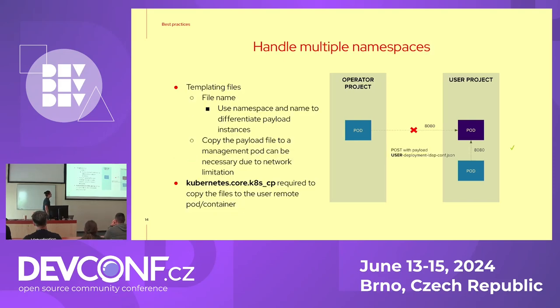Same thing for handling multiple namespaces. The payload naming convention you choose is extremely important. You cannot just have files with static names, because you will have a collision. I'm talking more about a cluster operator, one operator that rules all of the different namespaces. So this is a trick here. You need to pay attention to the payload file name. For example, here we're using the variable of the user, which is here the user project, but it can be other types of names. This is to handle multi-tenancy. And here you will use collections and modules coming from Kubernetes core, mostly kubernetes copy and exec.